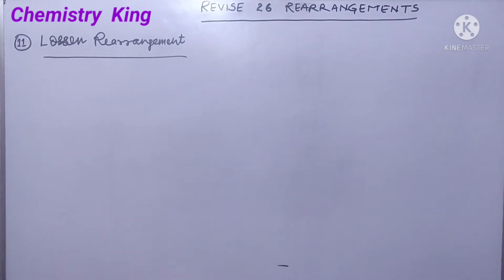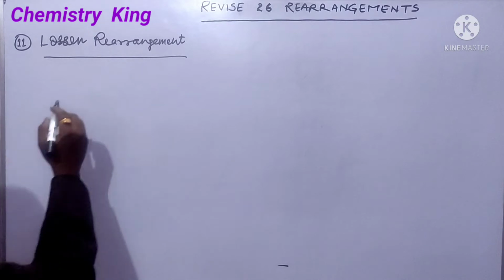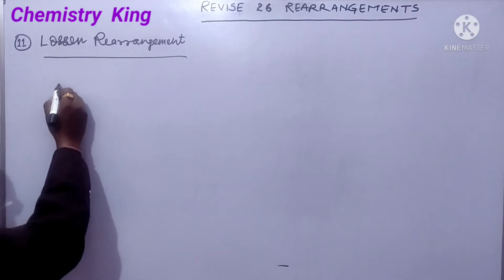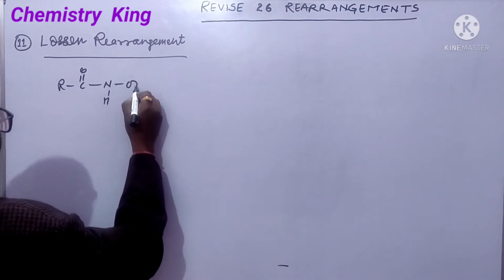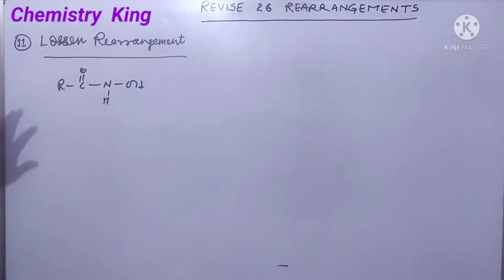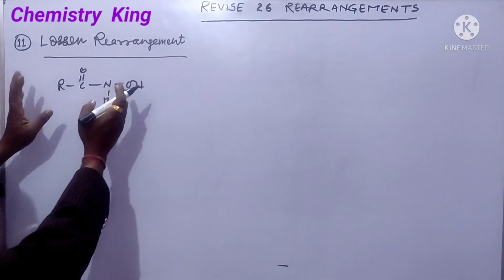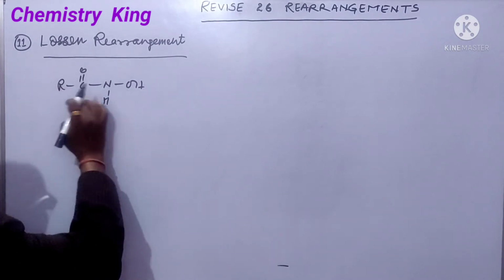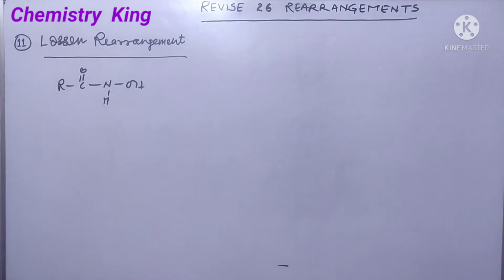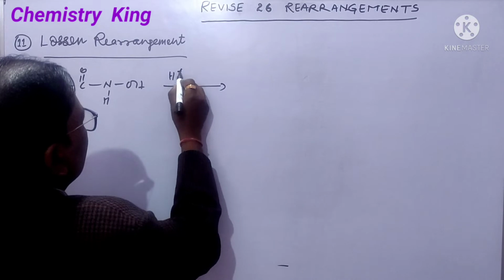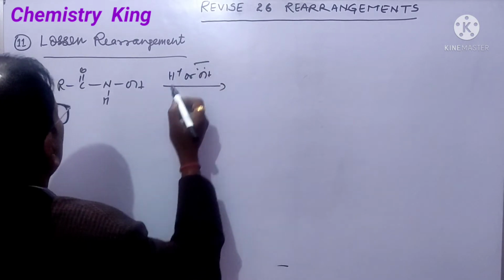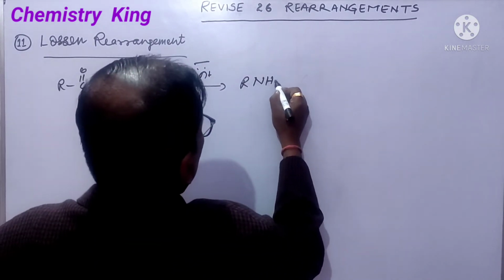Number 11, Lossen rearrangement. When hydroxamic acid, RC double bond O, NHOH, is heated with either acid or base, you will get primary amine. Hydroxamic acid is formed by reaction of carboxylic acid and hydroxylamine, so it is called hydroxamic acid.